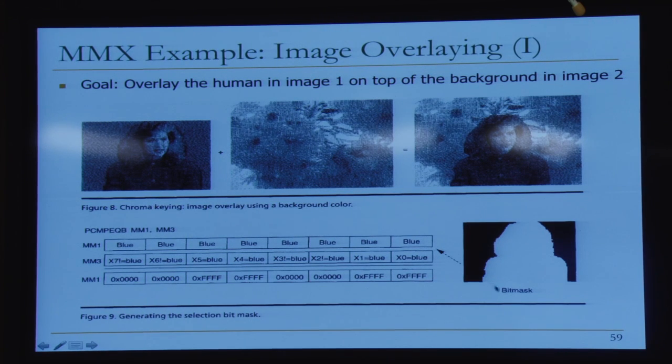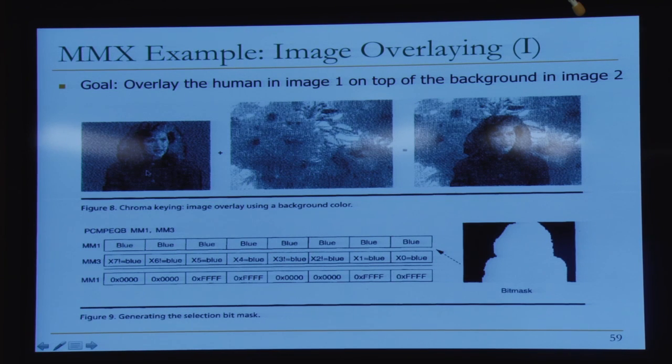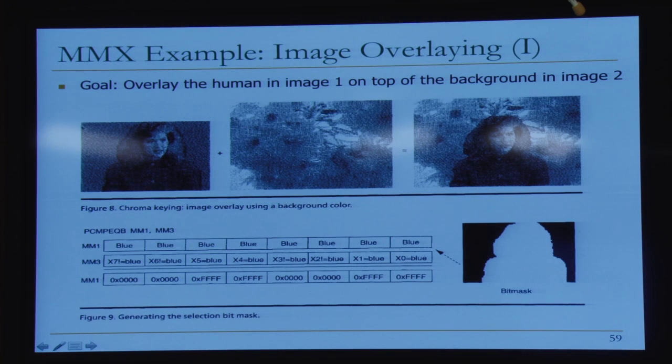For the parts that have a bit mask value of false, the final image that we're going to form will get the pixels from this image. Make sense? It's basically a simple if-then-else, really, based on this bit mask. So the first thing is, how do you actually form this bit mask by looking at multiple pixels?